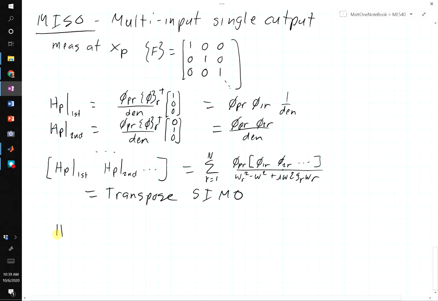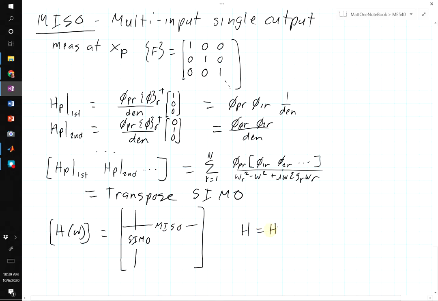Another way of thinking of this is if we think of the entire H of omega matrix, if we could measure everything, a SIMO test gives us one column somewhere in that matrix where the MISO test gives us one row. But because H is equal to H transpose, those two tests are equivalent.